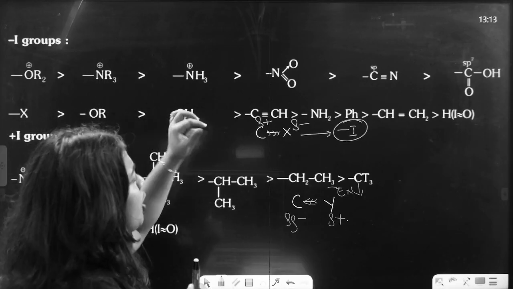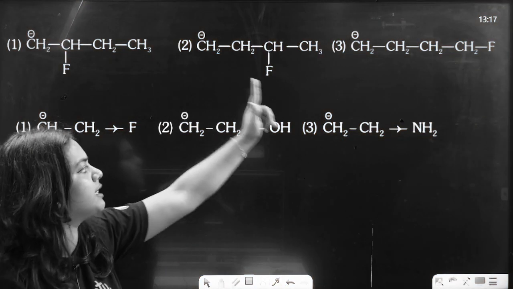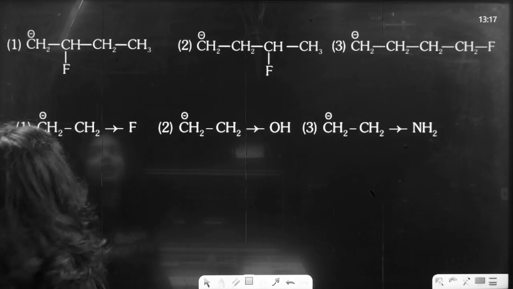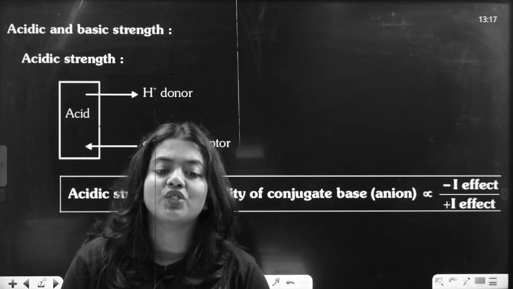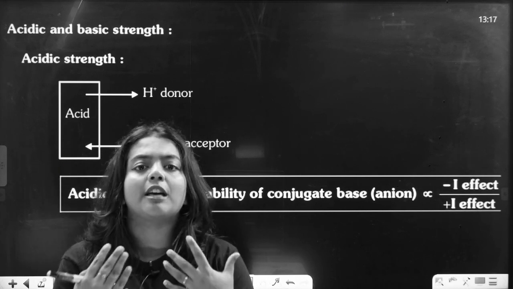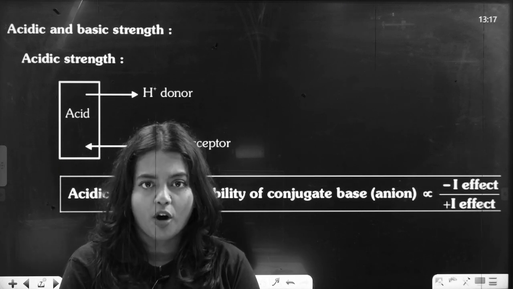C triple bond and power order. So this will be more than this, it will be the order. Okay. Next one is the acidic and basic strength. Always remember the acidic strength is basically acidic order means, for example, if you have a HCOOH compound.